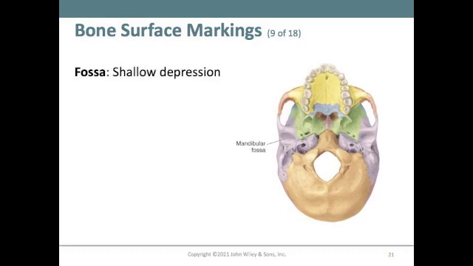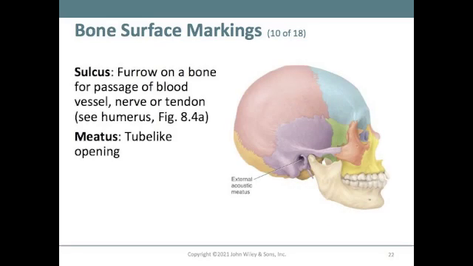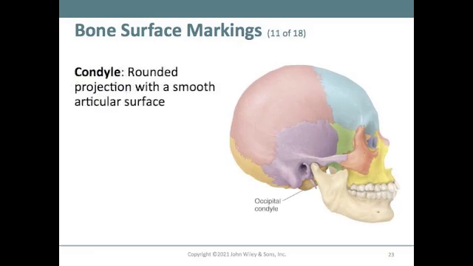The fossa is just a shallow depression, and you can see this. Now remember what we're looking at here: this is the inferior surface of the skull. And now we've got the sulcus and the meatus. A meatus is just a tube-like opening, so this is where your ear would be. It's not showing us a sulcus. Here's your condyle that we talked about. This is just a projection with a smooth articular surface, and you can see that here. And this is the inferior part of the skull.